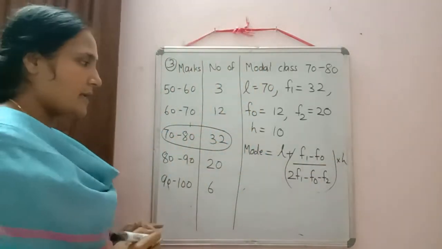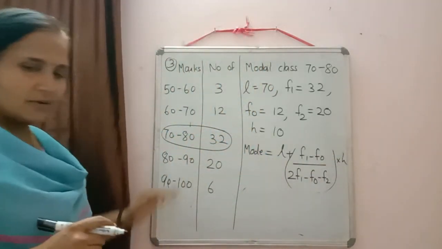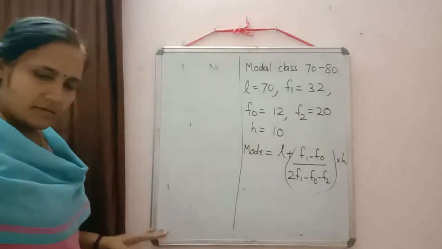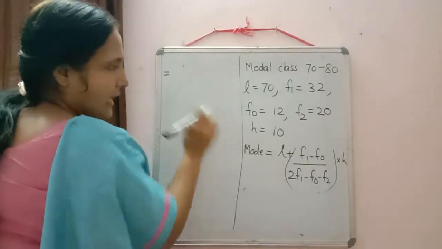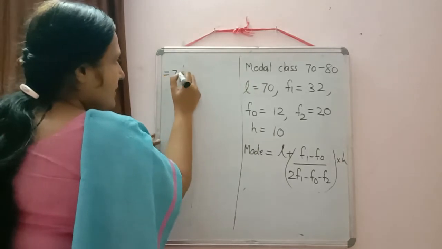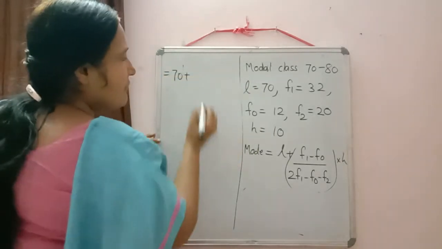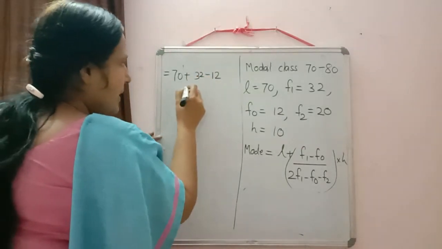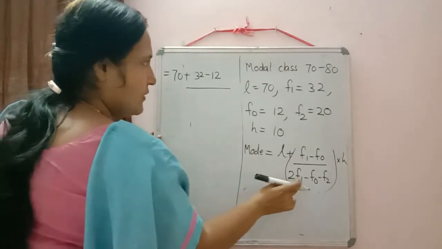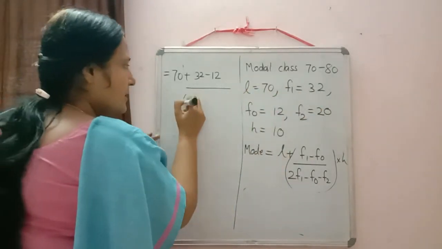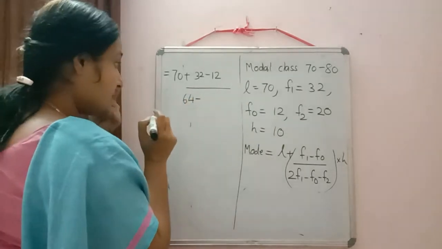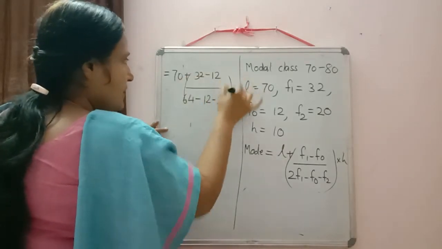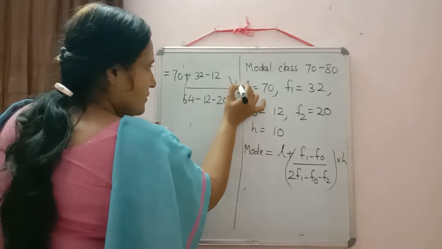Here L is written separately only. Now can we substitute the values? I am rubbing this side so that I can write here also. Mode is equal to L, the value of L is 70, plus F1, the value of F1 is 32, minus F0, 32 minus 12, by 2F1, so 2 into 32, 2 into 32 will be equal to 64, minus F0 12, minus F2 20. This you can write in brackets, into H. So into 10.